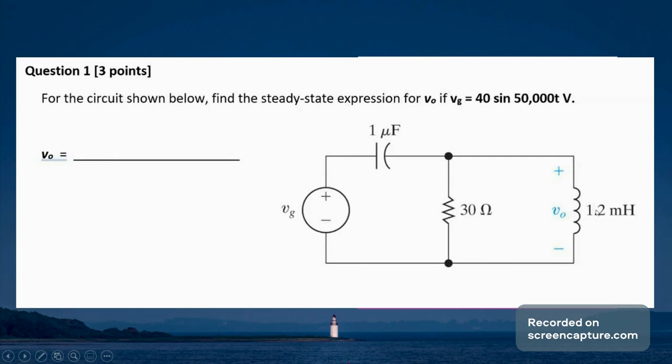So our next step would be to combine the impedances of the inductor and the resistor. These two are in parallel, so you use your parallel equation for impedance combination, which gets you 24 plus J12 ohms for these two. And that's going to be your ZX value, impedance X, when you're finding the steady state.